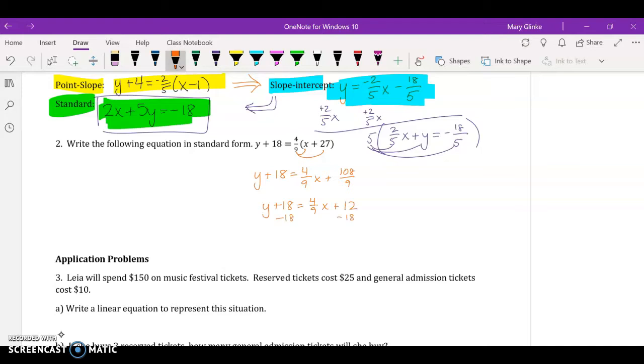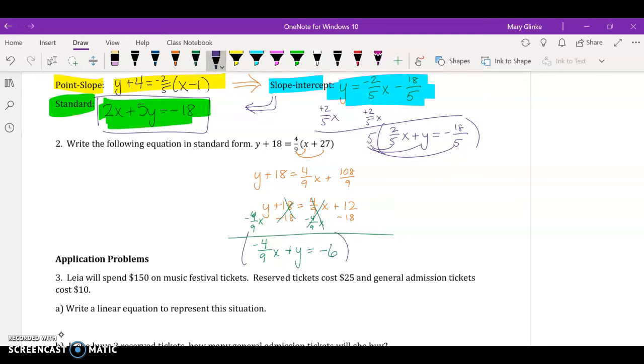So I'm going to move my constant over. At the same time, I'm going to move my x to the other side. So I'm grouping my x and my y on the same side. I get negative 4 over 9 x plus y equals negative 6.